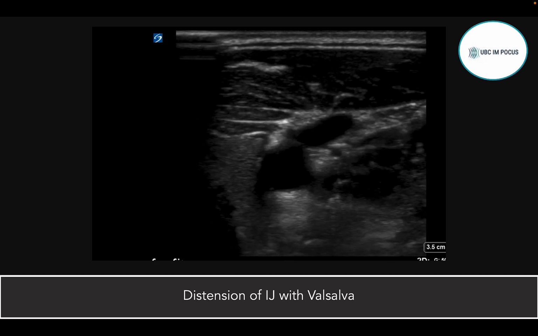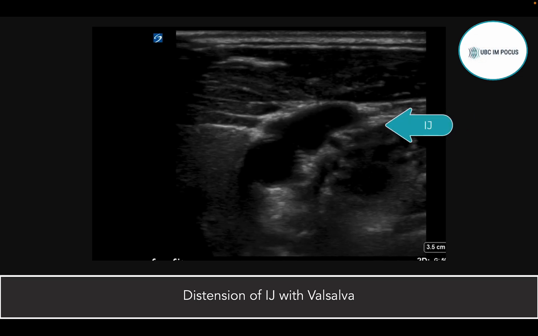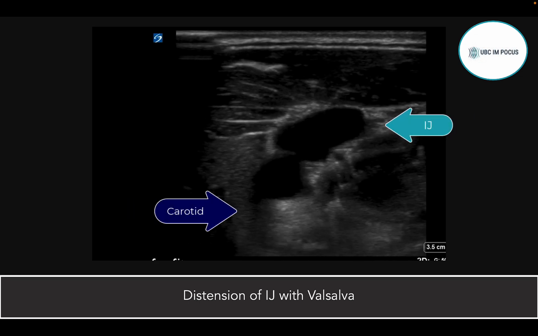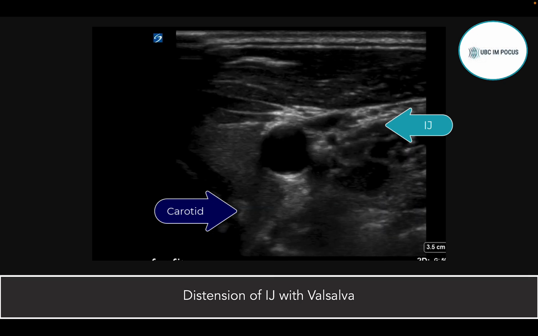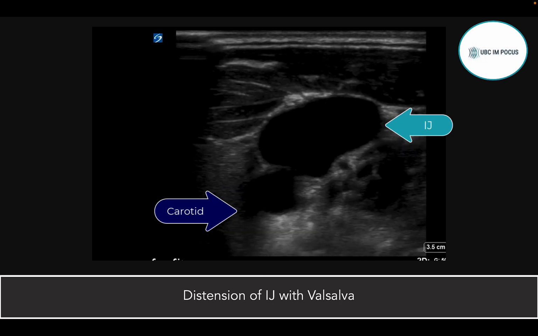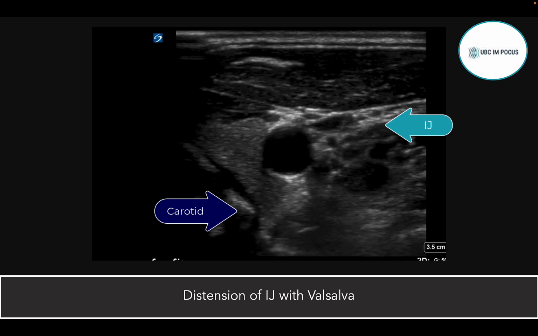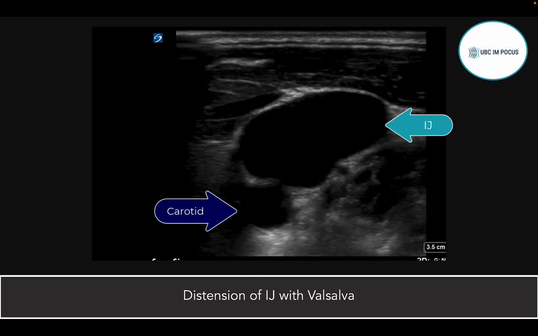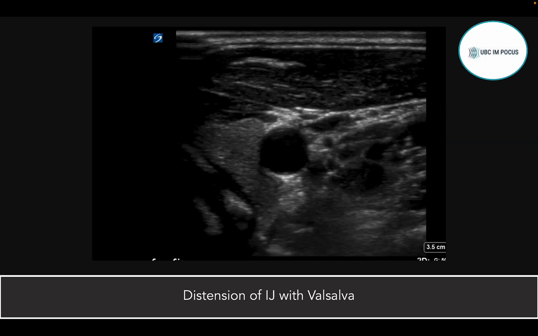This is another nice example of an IJ getting bigger with Valsalva. A reminder that our respiratory effort affects things. There we have the carotid and a little collapsed IJ as it's frozen right now. And then we will see with Valsalva that the IJ expands.